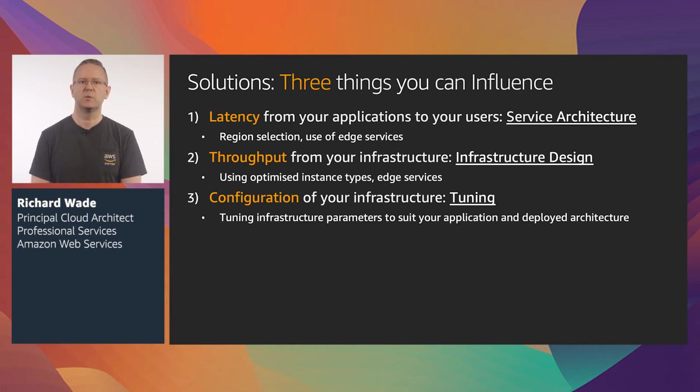Number 2, when it comes to choosing between the detailed options available to you when designing the infrastructure for your cloud platform, you can choose specific instance types or edge services to increase the throughput, or in certain cases place high-performance edge compute closer to your users. Finally, number 3, if you fully understand your application, your network environment, and your user behavior, you can begin to tune your infrastructure to suit the application, the infrastructure, and the architecture you've deployed. Let's start with number 1.